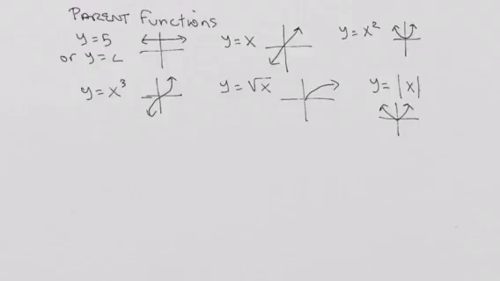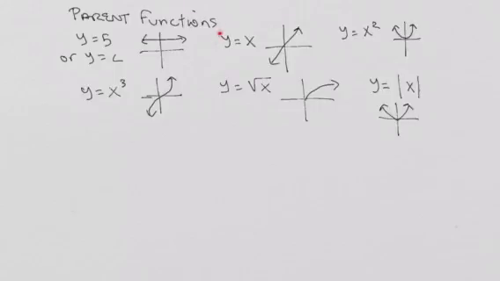So, we're going to talk about parent functions. This section is about recognizing the basic forms of the graphs of basic functions. So, we have a constant function, y equals 5, or more generally, we could call it y equals c. That means the y-coordinate is always the same no matter what x is, and that's a horizontal line.